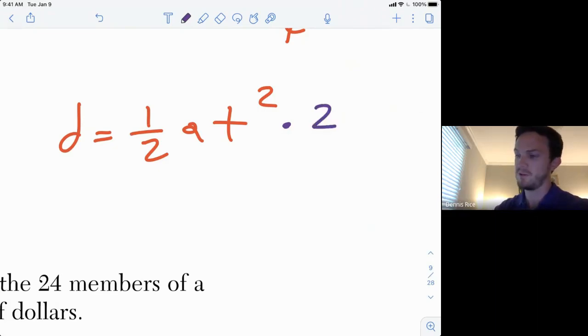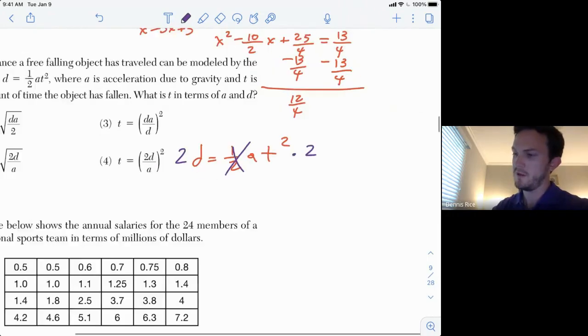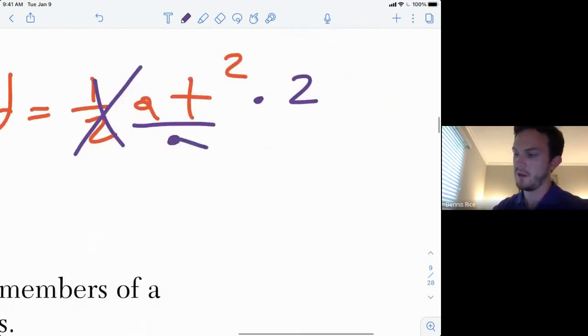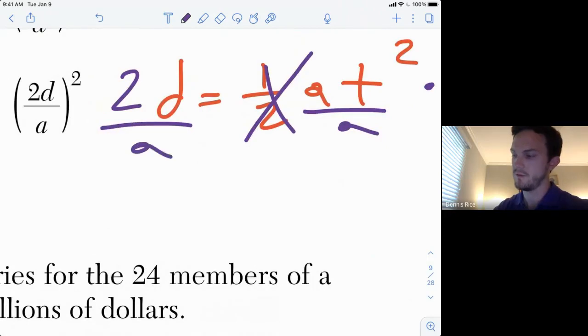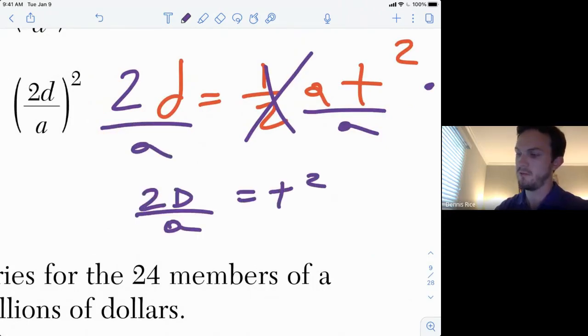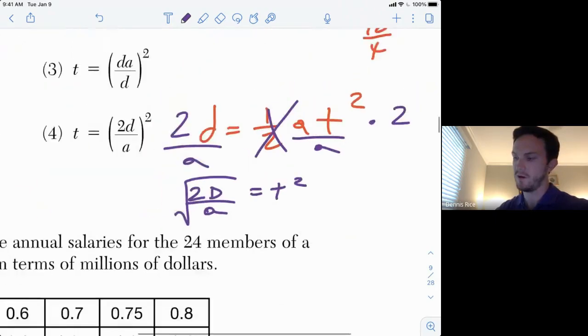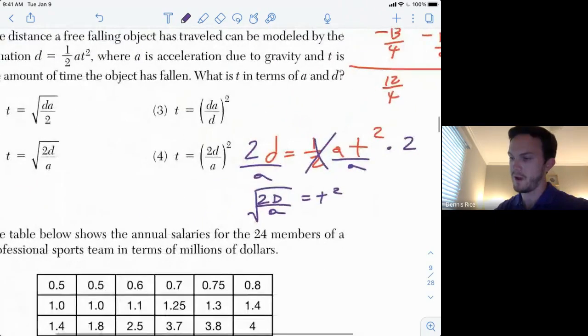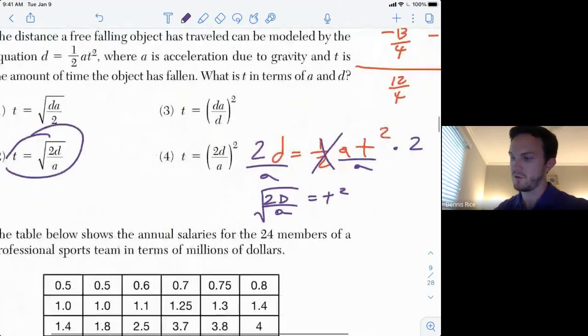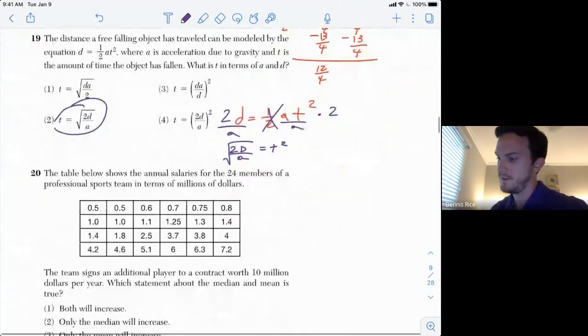We can multiply by 2. Let's get rid... What are we solving for? T. Let's get rid of the a. We could divide by a and just clean it up. So we have 2d over a equals t squared. And now what can we do to solve for t? We could take the square root. Taking the square root will undo the square. So radical 2d over a, choice 2.